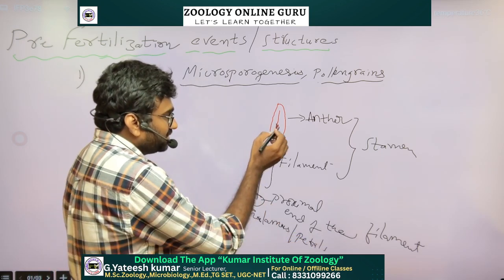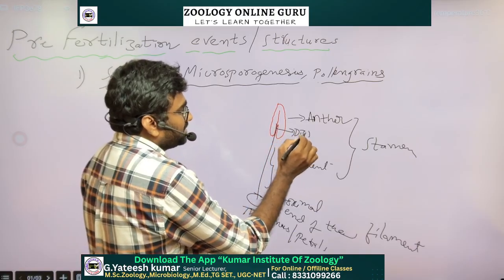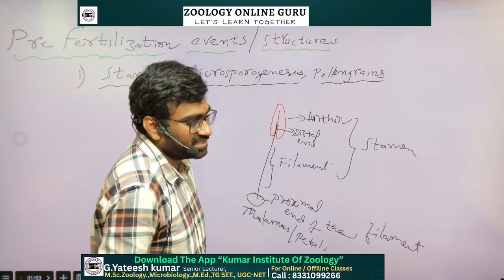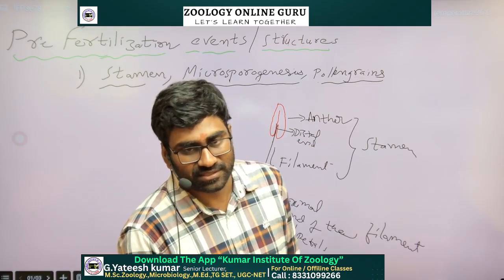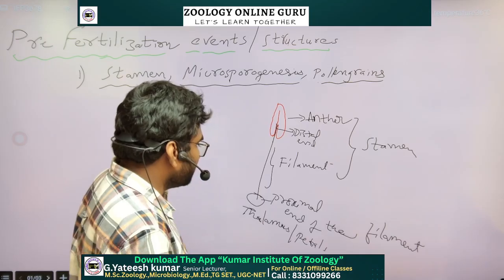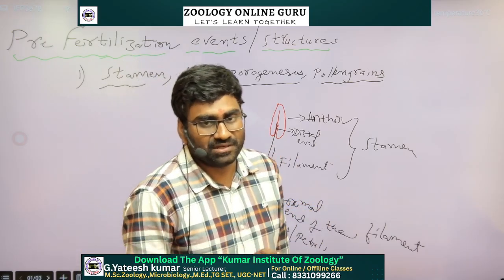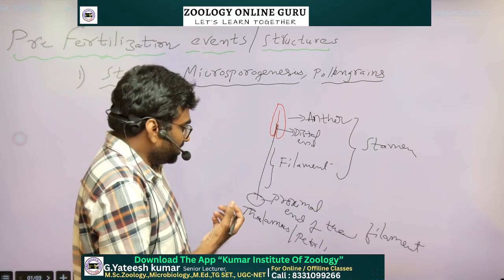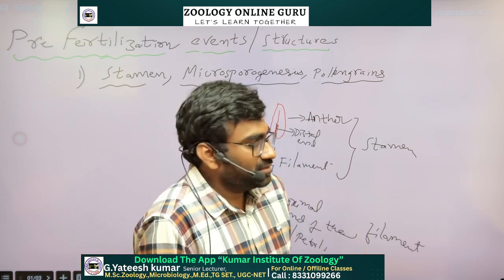And the distal end of the filament attaches to the base of the anther, usually called the connective. In the NEET examination, "the proximal end of the filament attaches to which part?" was asked. That is attached to the thalamus or petals. Okay, right.